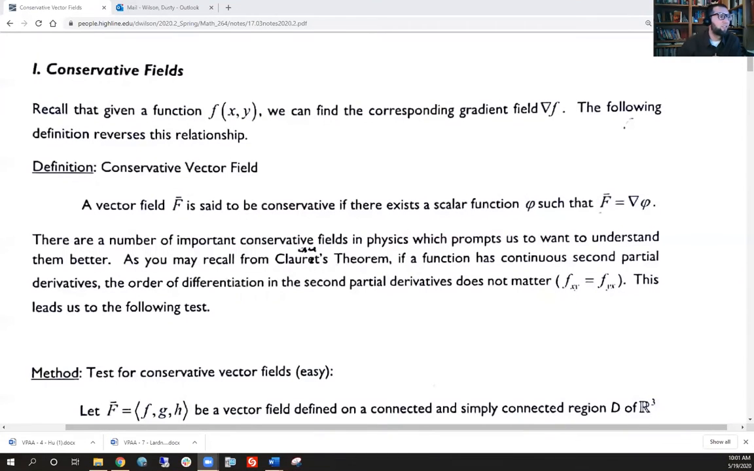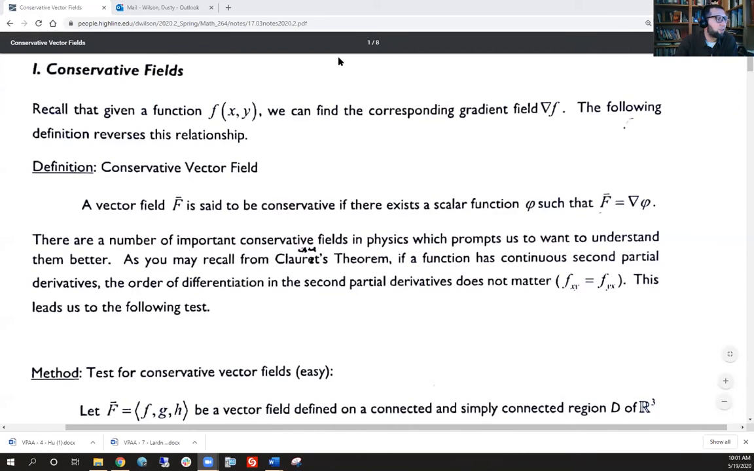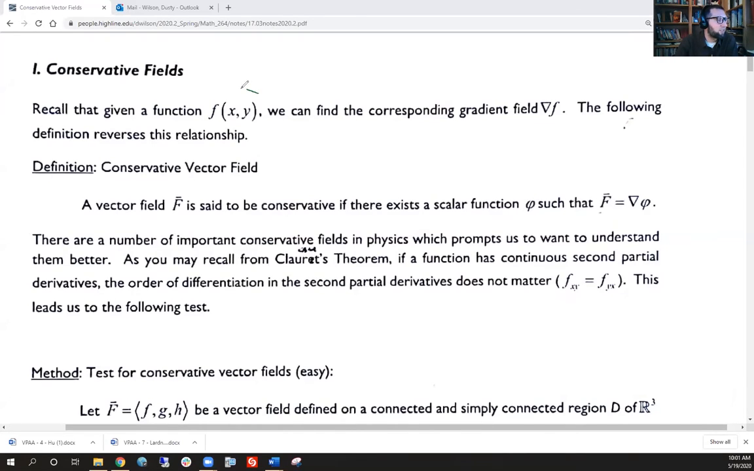So again, this is section 17.3 on conservative vector fields. Recall that given a function f of x, y, we can find the corresponding gradient field nabla f. The following definition reverses this relationship. Just to be clear, what I mean by reverse is that in the past, we've started with f of x, y, and we've used it to find that gradient field.